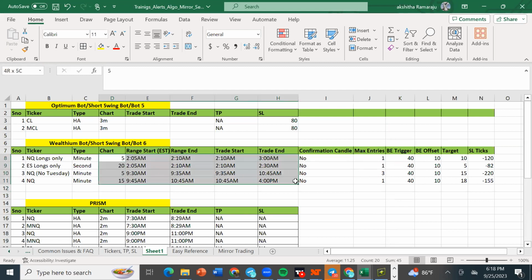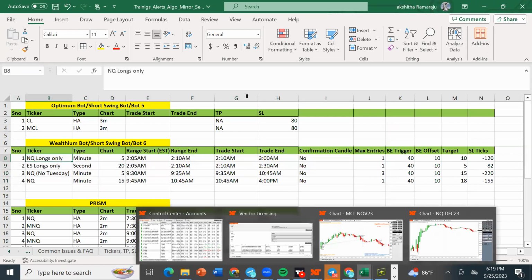So again, it is a good scenario. For example, this one is like NQ long, right? You have to use a 5 minute candle, and you have to give the start range as 205 to 210. The trade start as 2 to 3 o'clock, right? I'll explain these things, but for everything we have a setting, right? For example, let us open NQ chart, then you will understand.